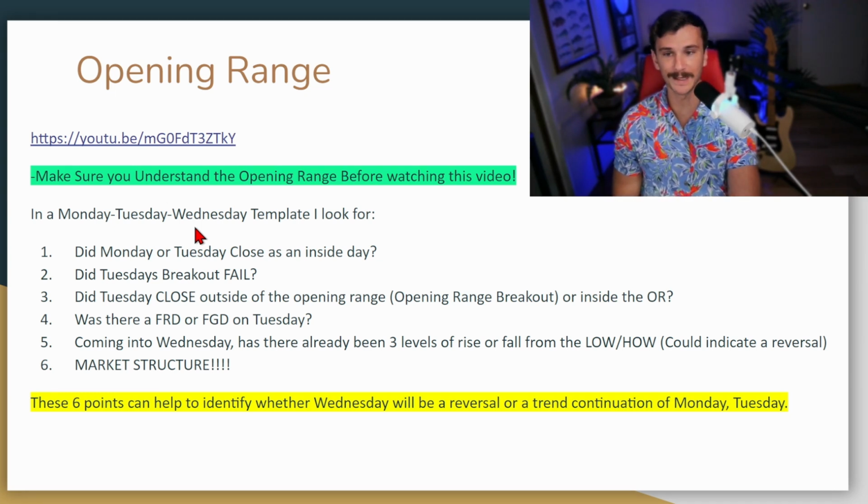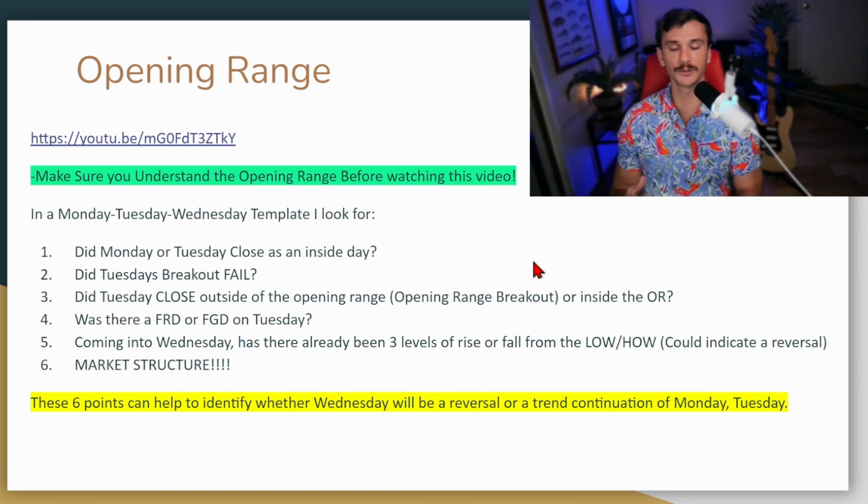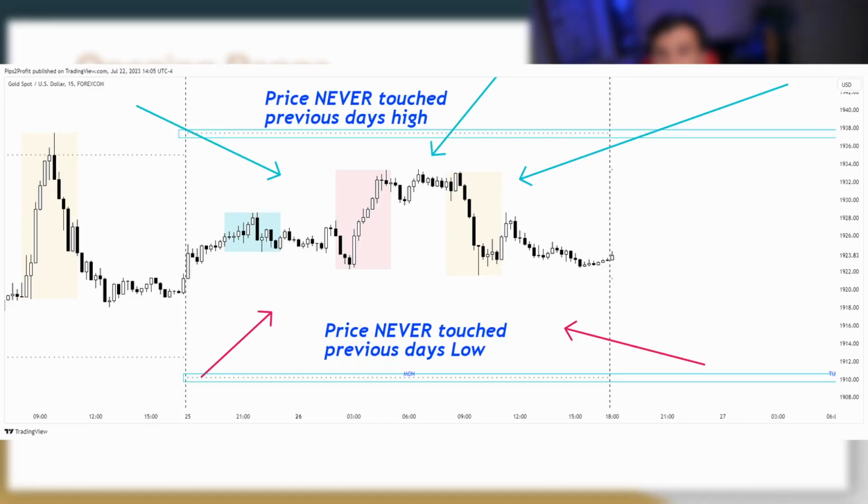about Wednesday, Thursday, Friday. This first slide is a few questions that you can ask yourself prior to trading your session or just in looking at Monday and Tuesday coming into Wednesday, and you're trying to develop a thesis or an idea about how to trade your session. These are some of the questions that you can ask. Did Monday or Tuesday close as an inside day?